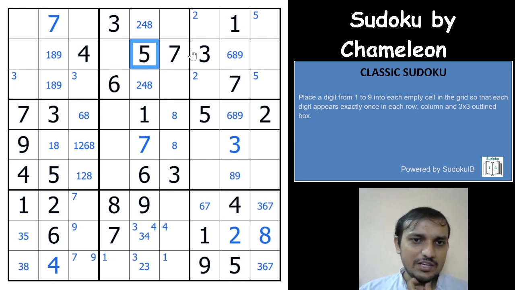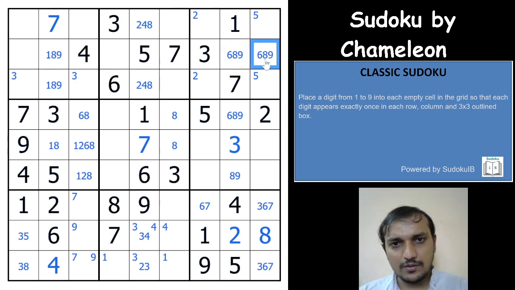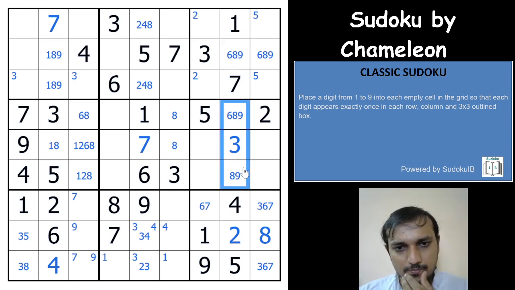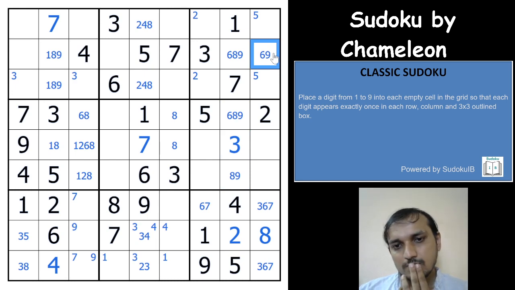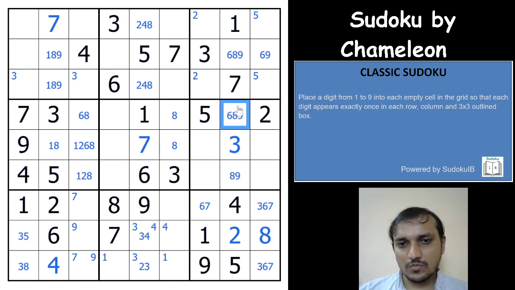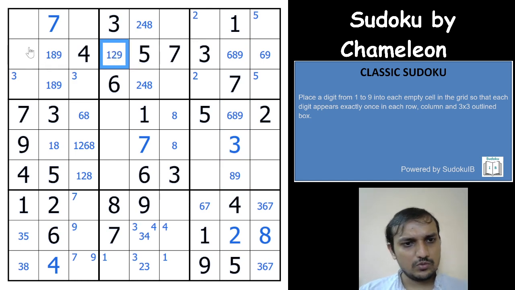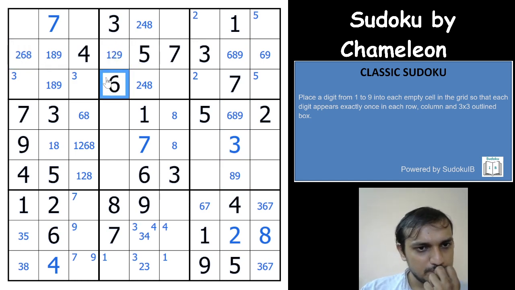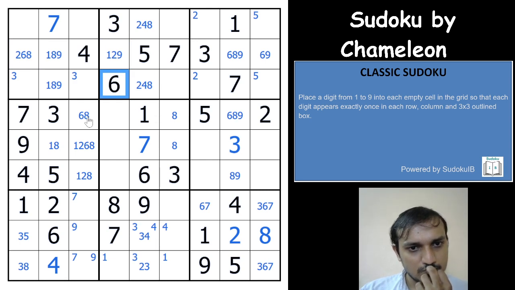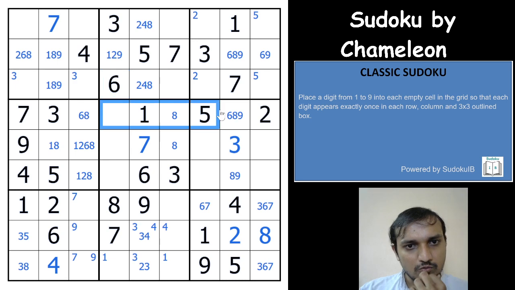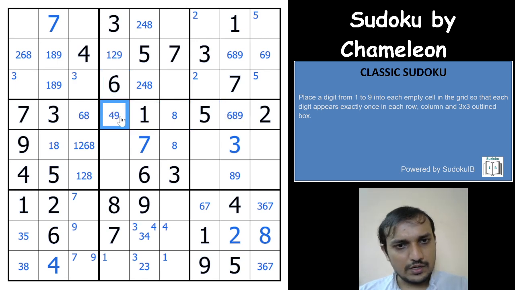1 2 6 8 9. So 1 2, this would have to be 6 8 9 again. Whatever you have here would have to be in one of these two cells, right? Okay, I'm not sure. 1 2 6 and 8, 1 6 8, 1 2 and 9, 1 9 2 6 and 8. Okay, 4 6 8 and 9. 6 8 4 and 9.